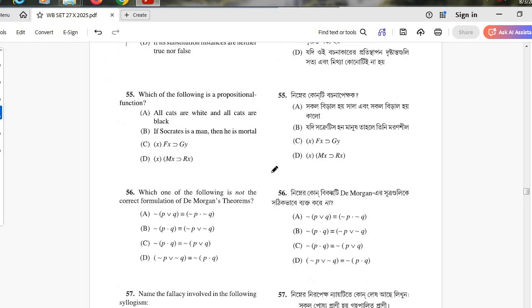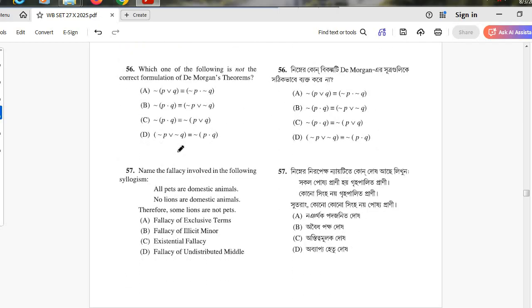Question 55. Which of the following is a propositional function? A. All cats are white and all cats are black. B. If Socrates is a man, then he is mortal. Option C. All x fx implies gy, या तो फिर horseshoe बोलते हैं. Option D. All x mx horseshoe rx. And the correct answer of question 55 is option C.